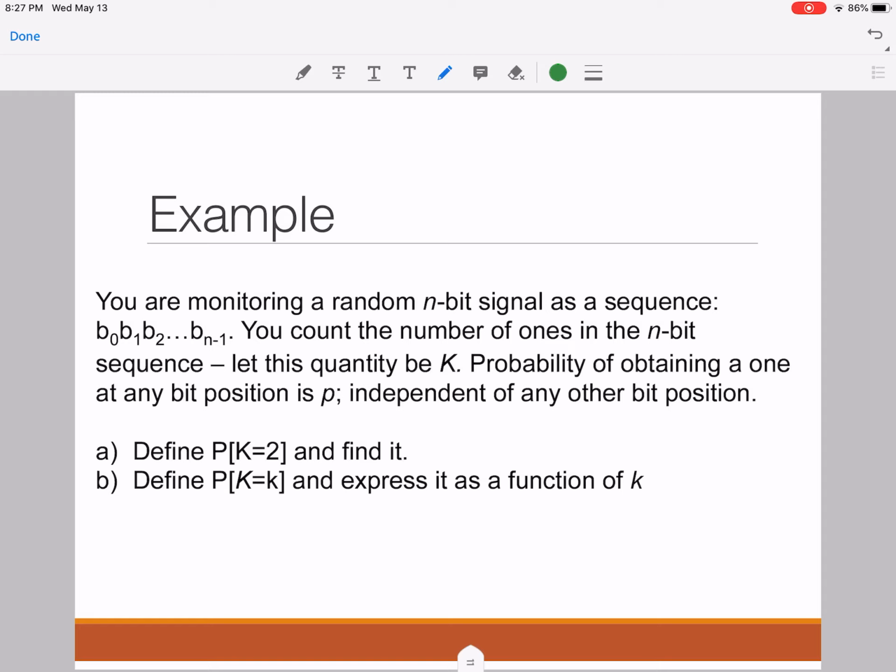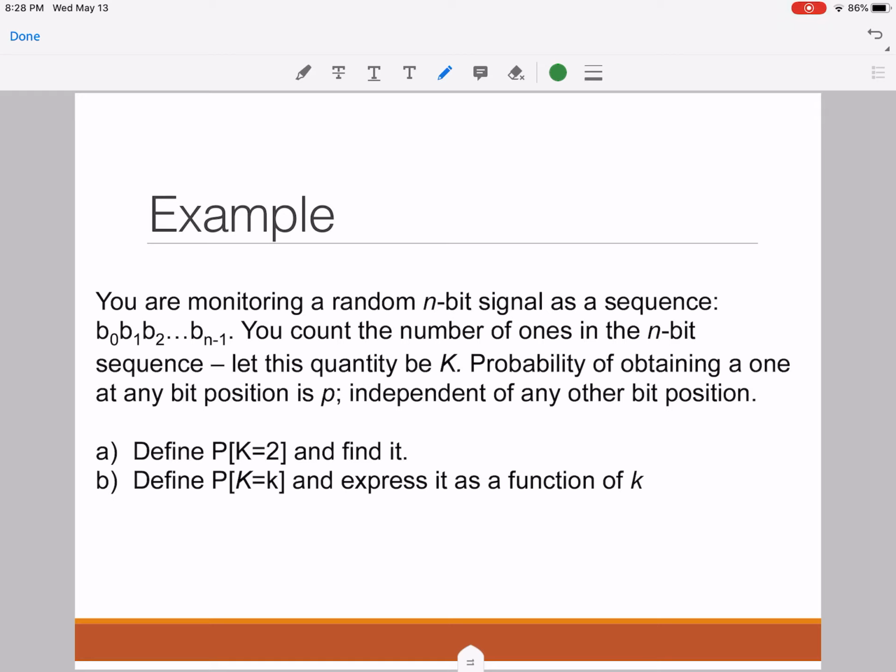Let's work with discrete random variables now, and let's work on this example. You're monitoring a random n-bit signal as a sequence b0, b1, b2, and so on until bn. You count the number of ones in the n-bit sequence. Let this quantity be k. The probability of obtaining a 1 at any bit position is p, independent of any other bit position.